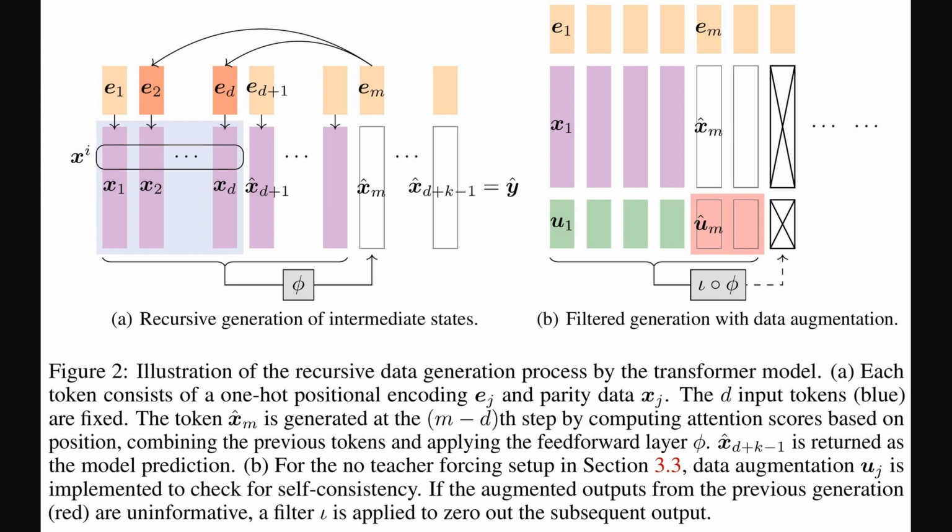Okay, so this figure illustrates the recursive data generation process the transformer uses. Part A shows the basic idea, generating intermediate states step by step, using previous tokens to predict the next. Building on that, Part B shows the filtered generation using data augmentation, which is key for that self-consistency approach we mentioned. It helps the model check its own work, essentially, allowing it to learn efficiently, even without direct, intermediate answers.